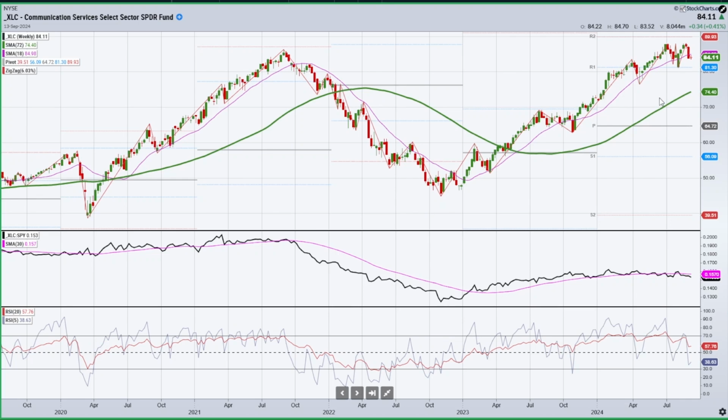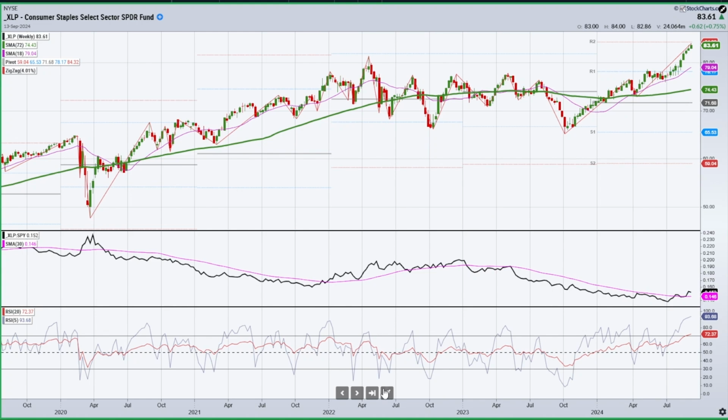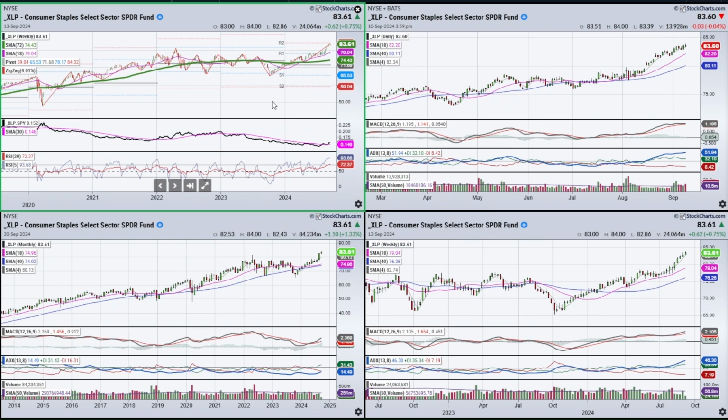Now, because they're in a correction in both the XLC and the XLK, that would keep me from placing a whole lot of emphasis on those right now until they stabilize and we start to see improvement on a relative basis. So let me just show you, and this is where I want to go into the difference between what I consider to be top down versus bottom up.